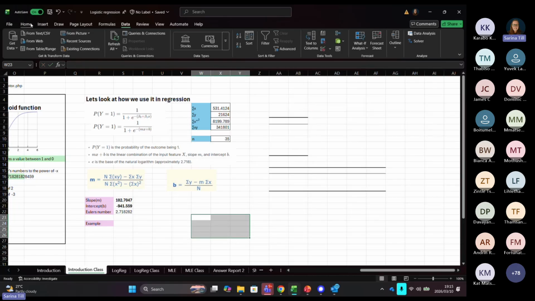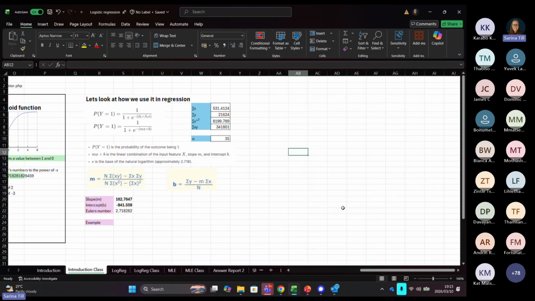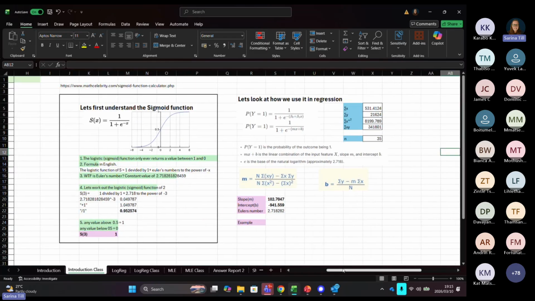Let me just clean up here. Okay, let's do it. We'll do it one more time. Remember, you guys, we're not rushing. We're going to go nice and slow because we have two whole classes for logistic regression.